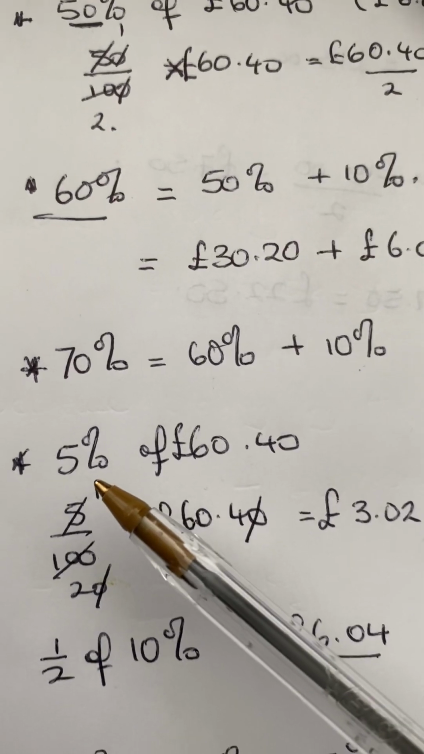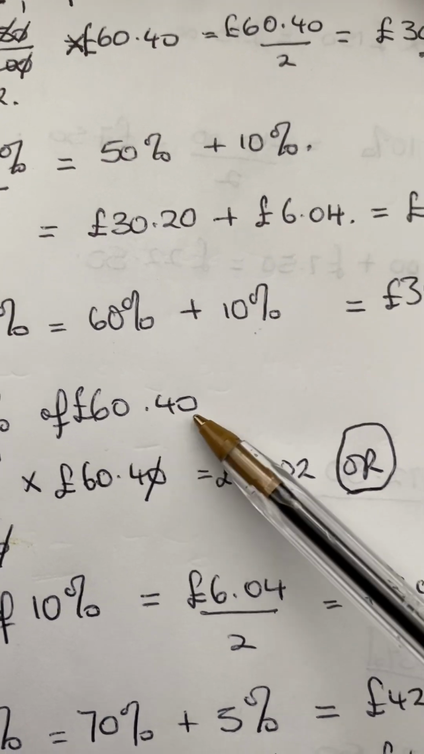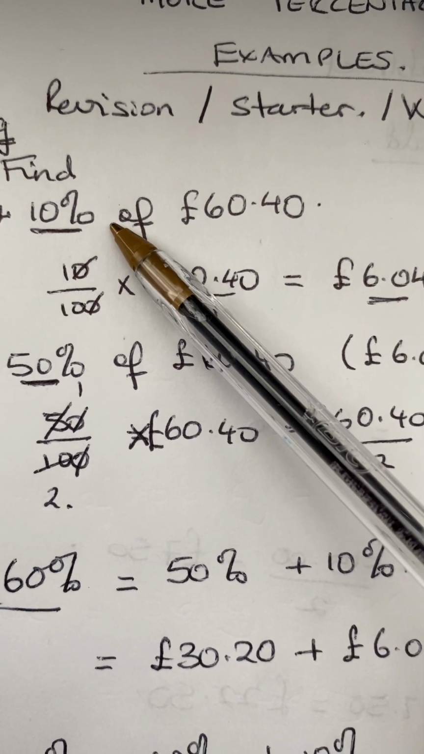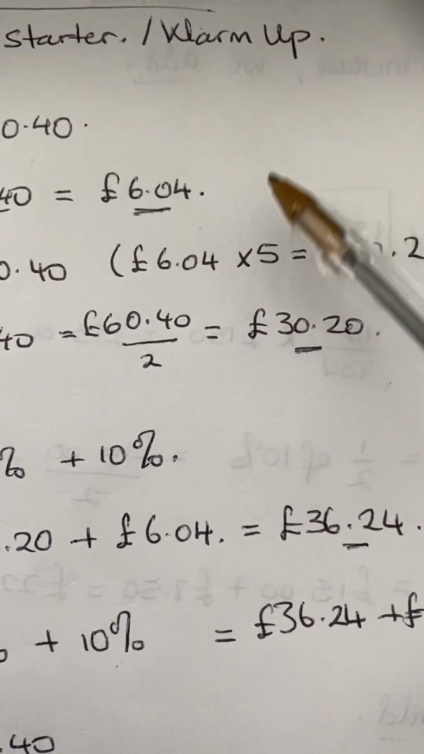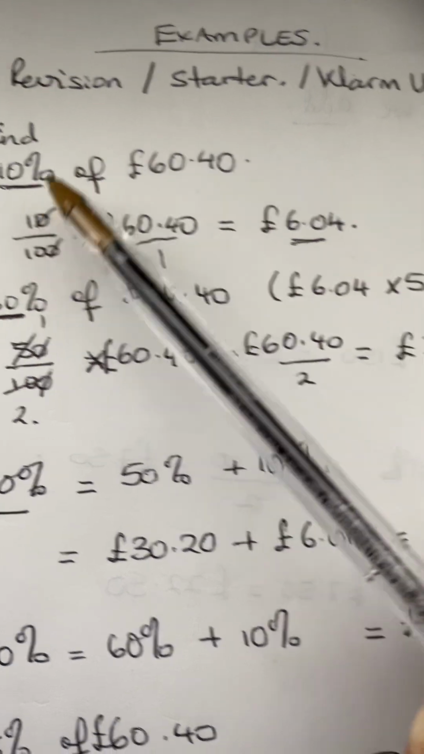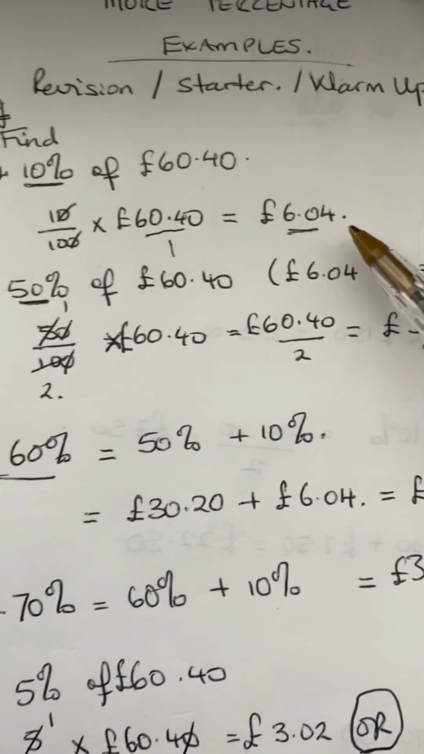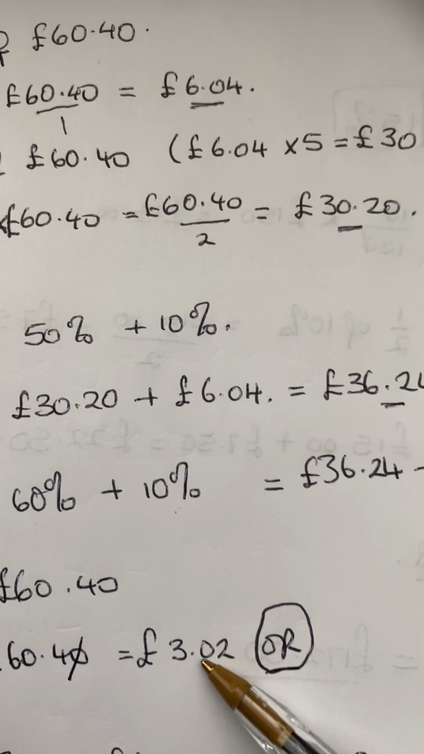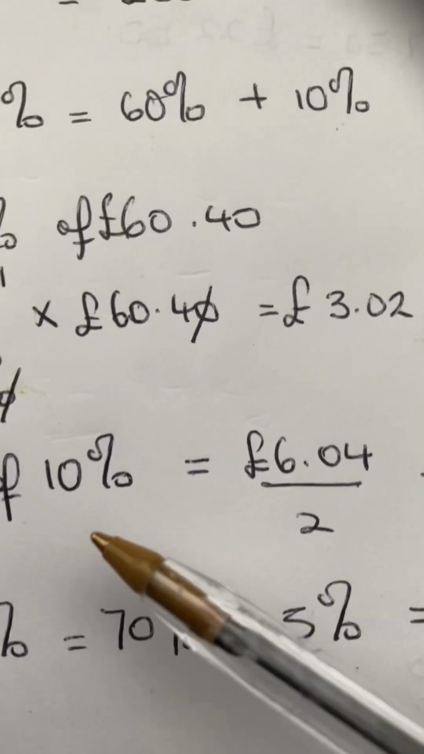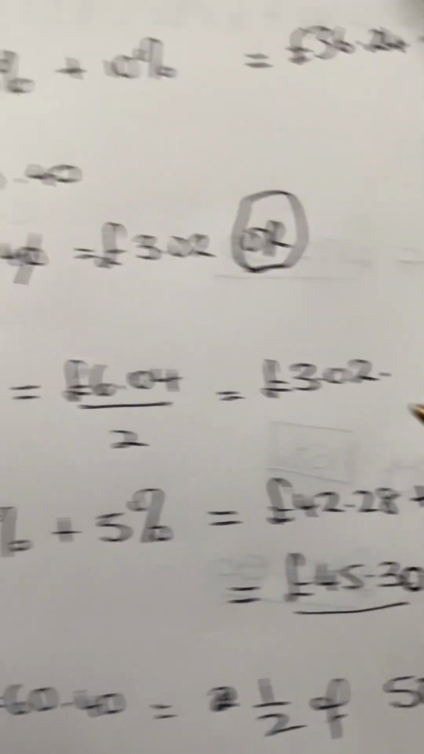Now, if they ask you to find 5% of £60.40, you've already found 10%. So 5% will be half of £6 and 4 pence, which is £3 and 2 pence. So this is what a half of 10% will give you, your 5%.